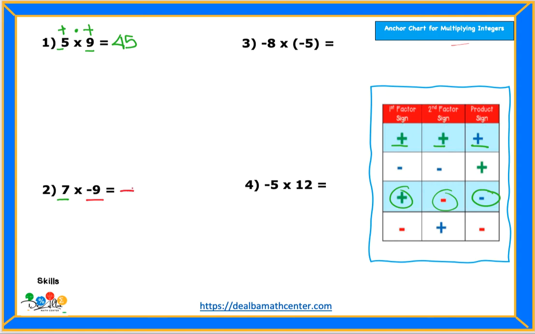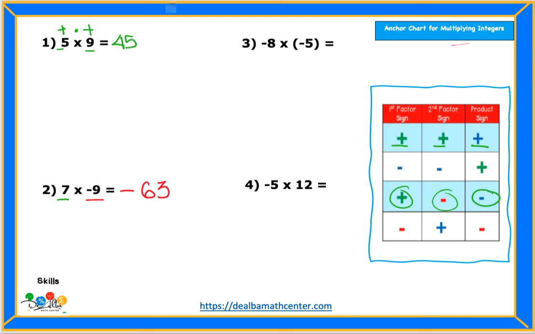Very good. And then we multiply like we always multiply whole numbers. What is 7 times 9? 63. Great. Now let's look at example number 3. And we use this anchor chart on the right side. A good idea is that if you don't remember the rules of multiplication and division, you can pause this video and copy the chart and have that chart handy when you will be multiplying integers.